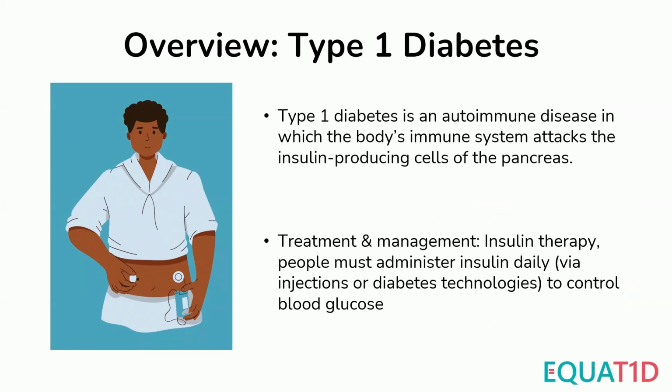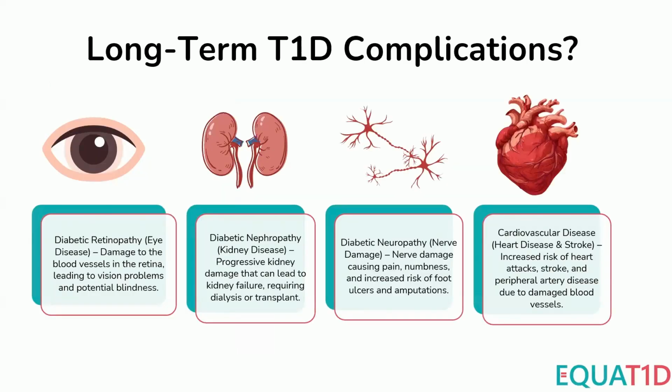So treatment is therefore based on insulin, which must be administered daily, and this can be done through injections or aided through the use of diabetes technologies in order to regulate blood glucose. The importance of regulating blood sugar levels is related to long-term complications, which increase if blood sugar levels are not regulated. So this can lead to complications with vision, called diabetic retinopathy, complications with the kidney, called diabetic nephropathy, with the nerves, called diabetic neuropathy, and also can lead to issues with heart disease.